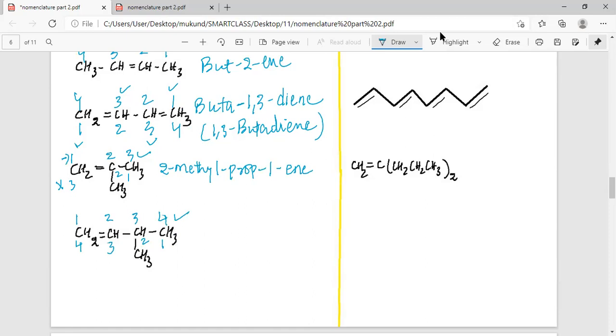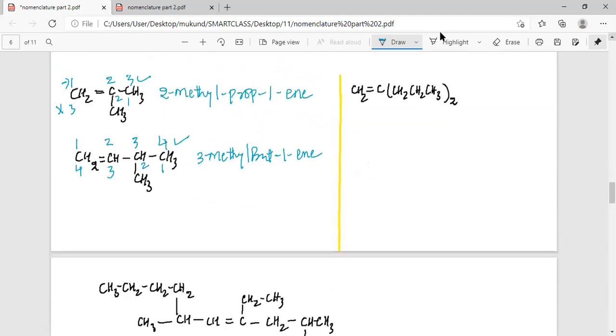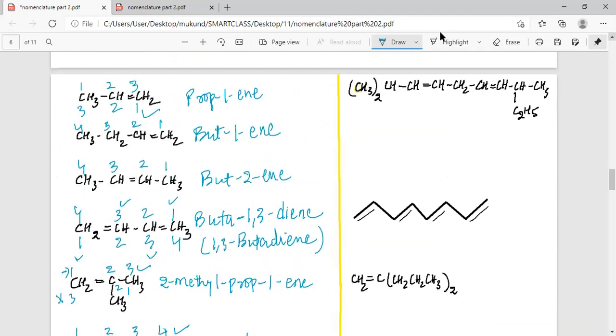So on the first carbon we will have, it's a total of 4 carbons, so it's but-1-ene. It's a but-1-ene where on the third carbon we have a methyl group. So it is 3-methylbut-1-ene, my dear students. This is how we can understand. Let's move forward and understand a few more.